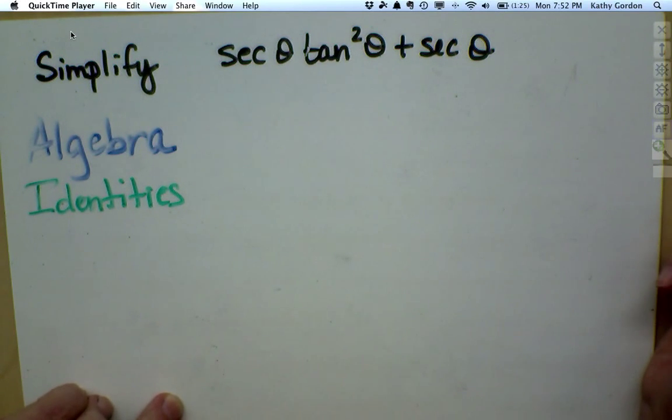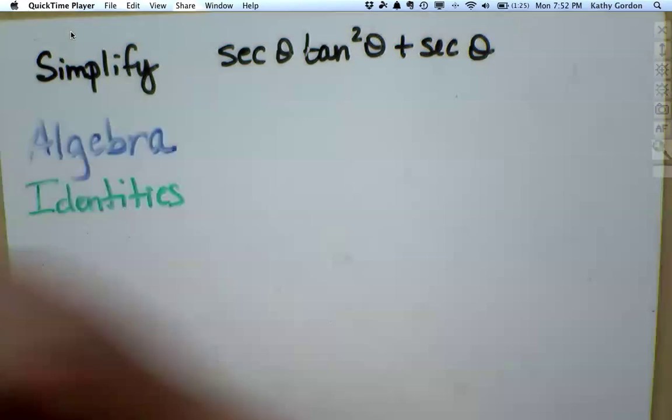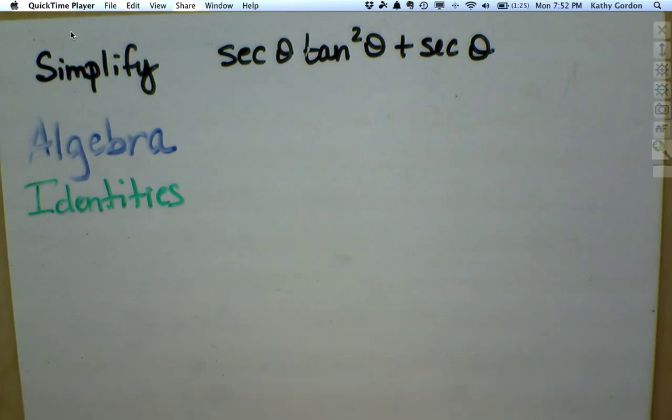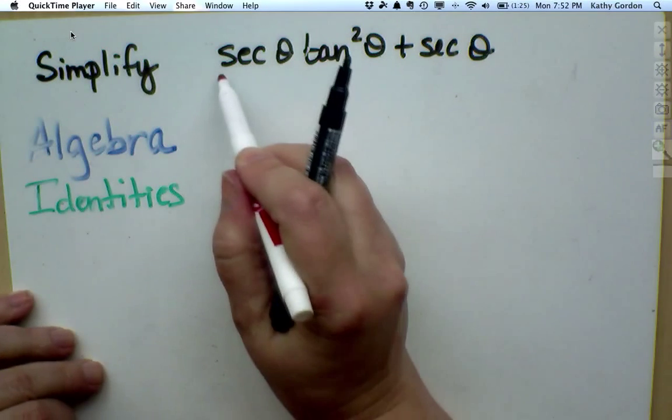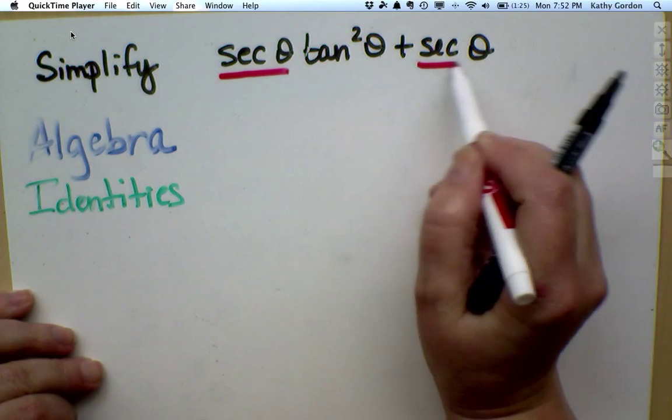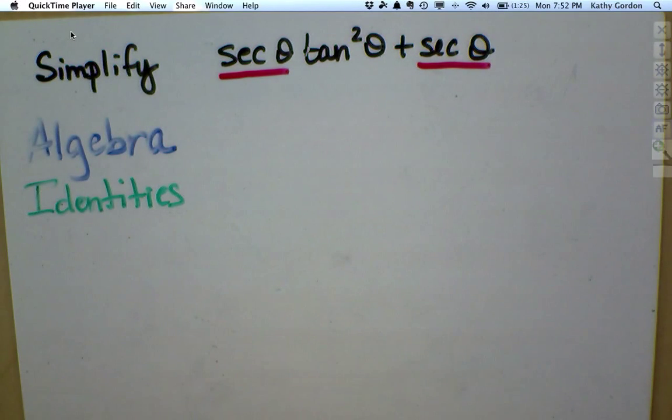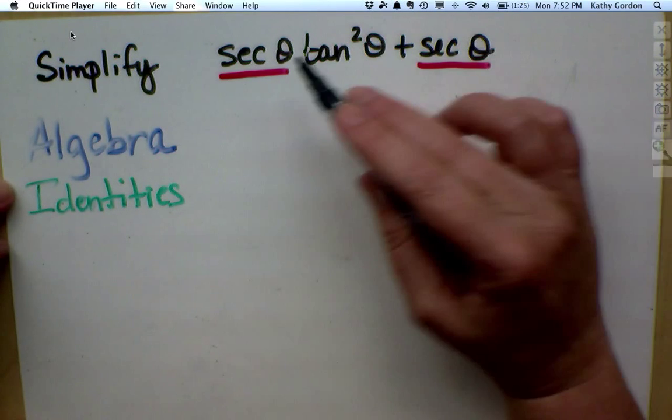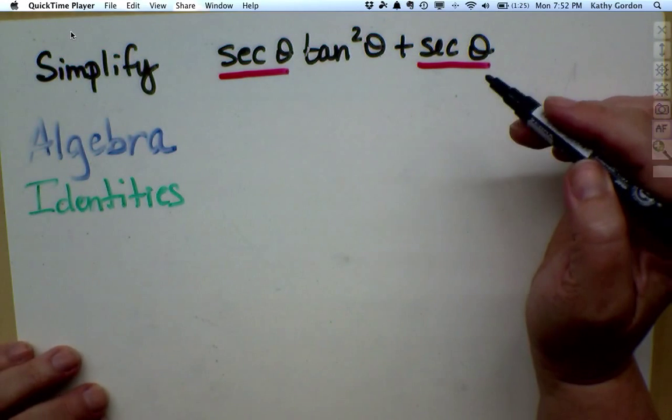And one thing you might notice is that we have a common factor. The term to the left of the plus sign and the term to the right of the plus sign both contain secant theta. So we know that if we have a common factor, we should be able to factor.